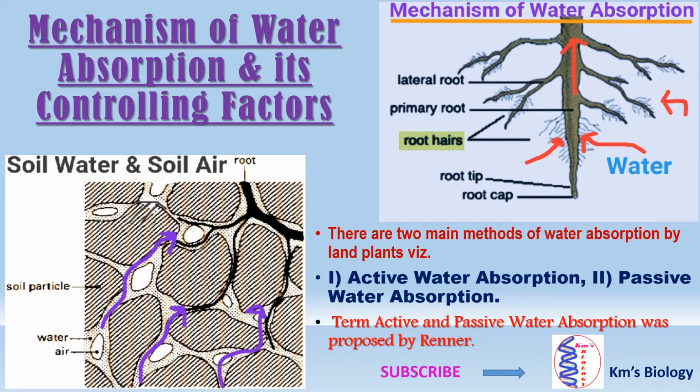Welcome friends. Today I discuss the mechanism of water absorption and its controlling factors. Water absorption mechanism is an interesting biological event. There are two main methods of water absorption by land plants: firstly, active water absorption, and secondly, passive water absorption. The terms active and passive water absorption were proposed by Renner.